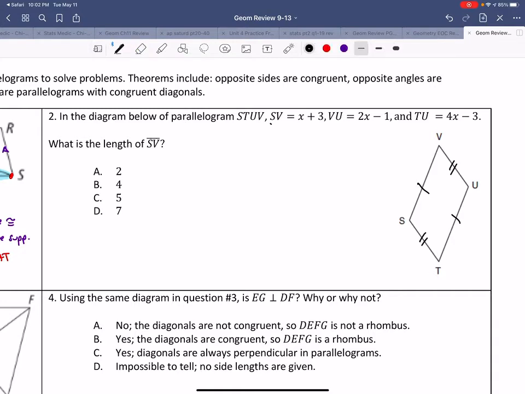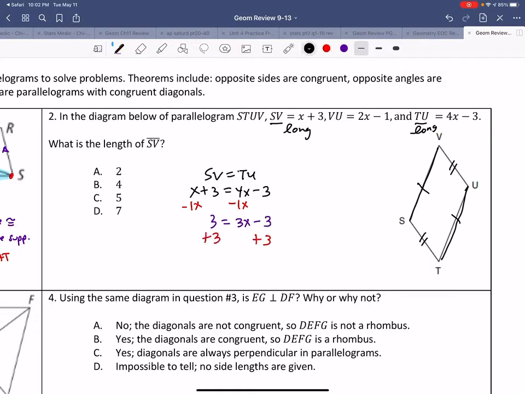Okay, so SV, we're calling our long one, has to be equal to, based on our picture, the picture could be off, but TU, there's my other long one. So I can set these equal to each other. Okay, so I'm going to subtract 1x on both sides. And we get this. And if I add 3 on both sides, we get 2. That's nice.